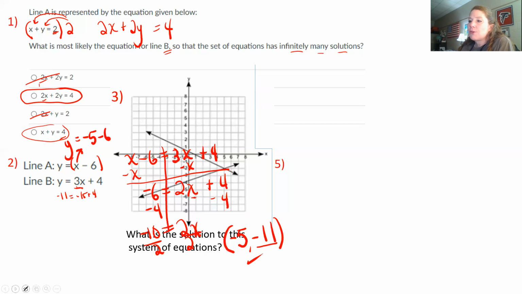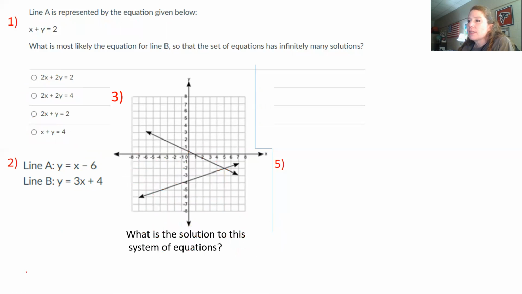All right, number 3. What is the solution to this system of equations? So this one, we had two lines. They already graphed them for us. All we have to do is identify this coordinate right there. If you start at the origin, you would go right 5, and then from there, go down 2. And that is the point where those two lines intersect. That is the solution to that system of equations.